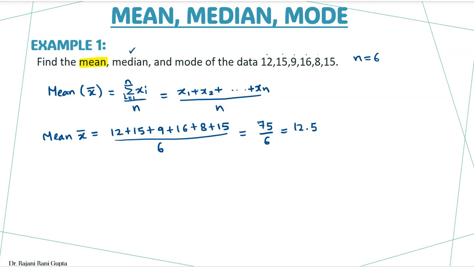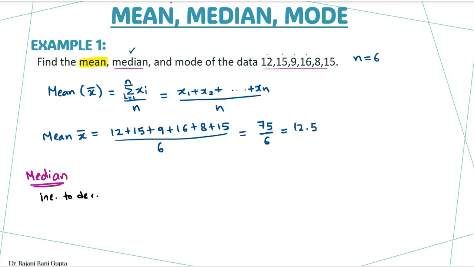Now next goes to median. So for median, it is necessary first to arrange the data, either in decreasing order or increasing order. Okay, so let's work on median. So we arrange it in increasing or decreasing order. So let's say we are arranging it in increasing order, meaning smaller to bigger number.